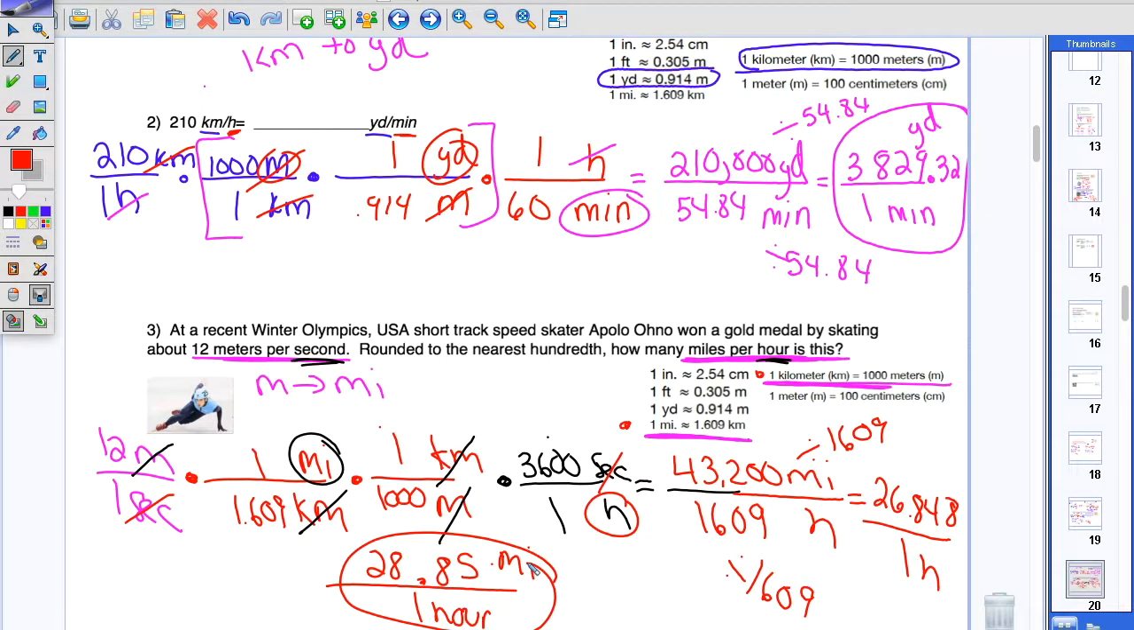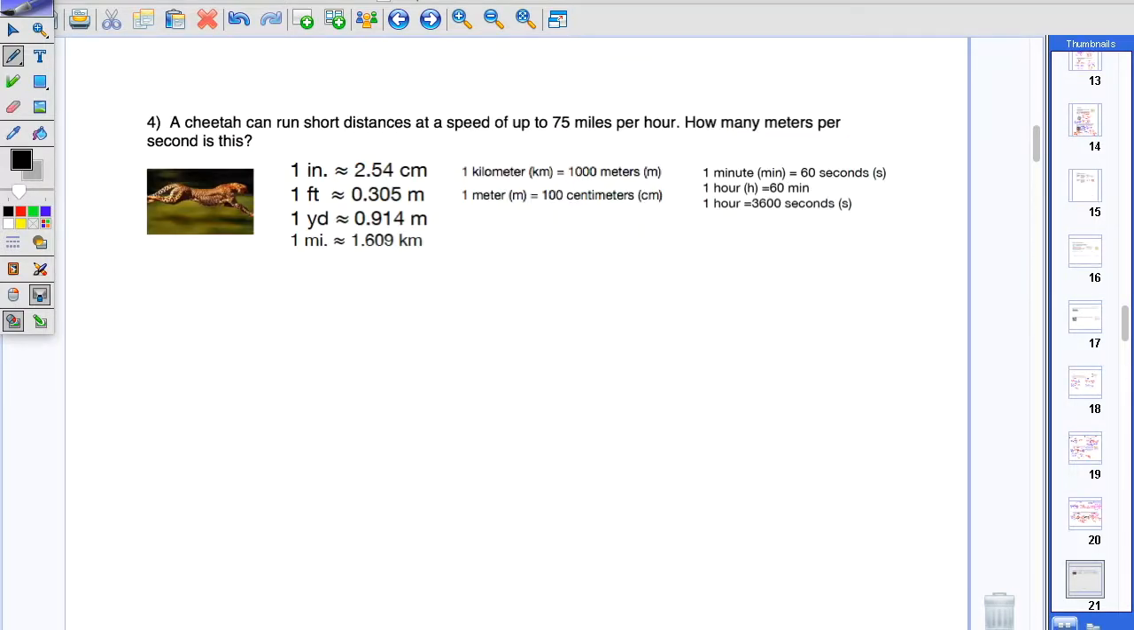Again, this is just one way of doing the conversion in the middle. We could also do it other ways. For example, we could go from meters to feet and then from feet to miles. So that's just one way of doing it. And the last problem, a cheetah can run short distances at a speed of up to 75 miles per hour. How many meters per second is this?